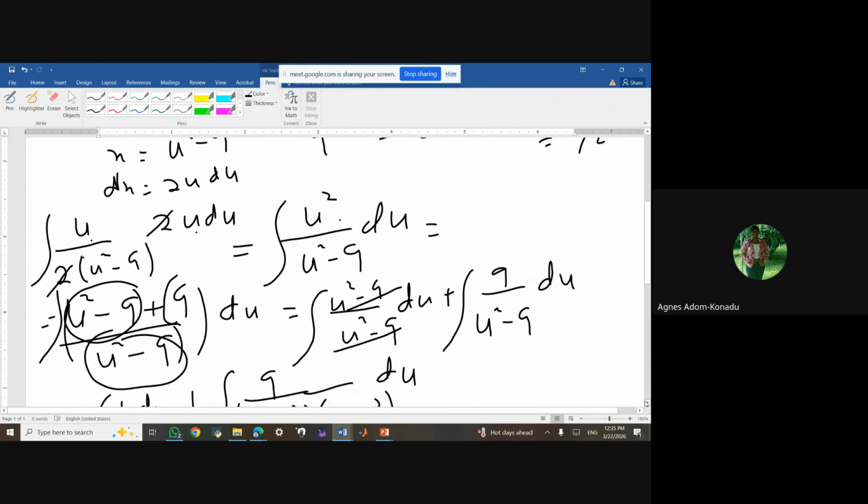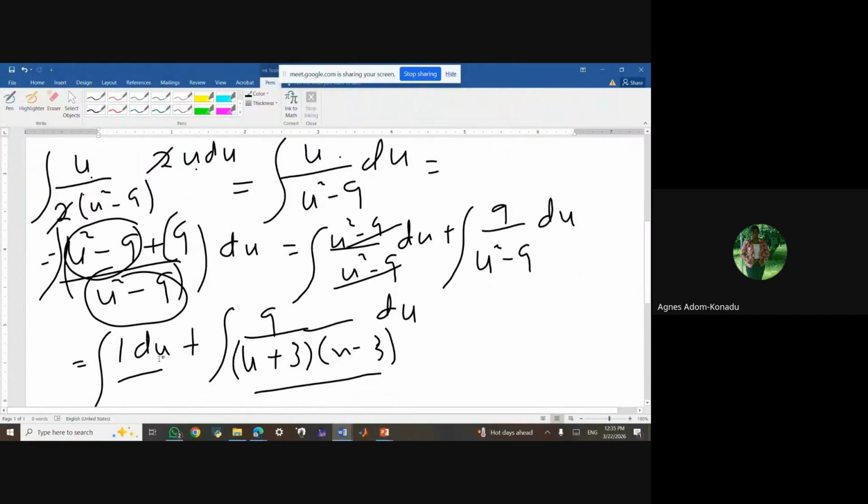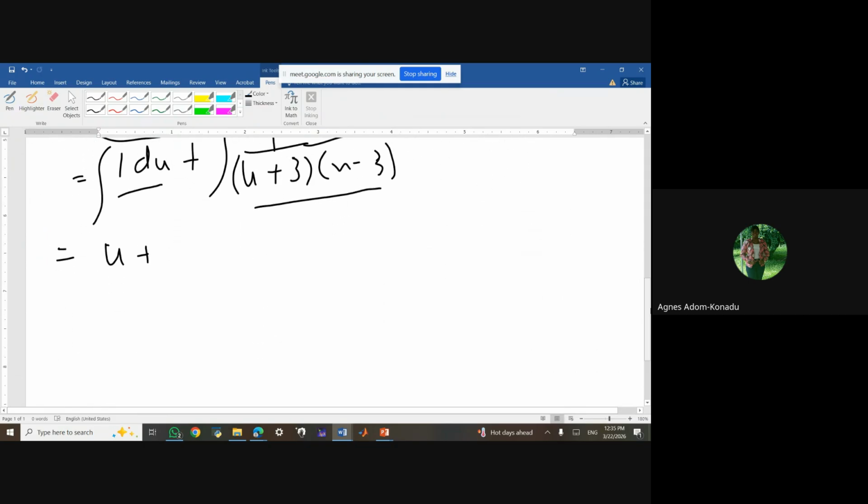When you use long division, you are going to get 1 plus 9 over u squared minus 9. Or I decided to add 0 to the numerator. So I have u squared minus 9 plus 9 over u squared minus 9. And I can rewrite this as u squared minus 9 over u squared minus 9 plus 9 over u squared minus 9.